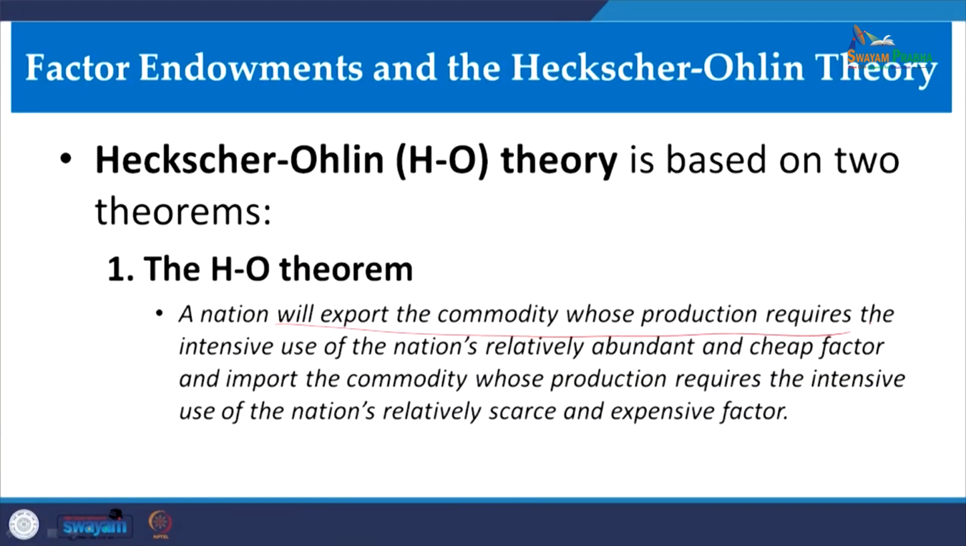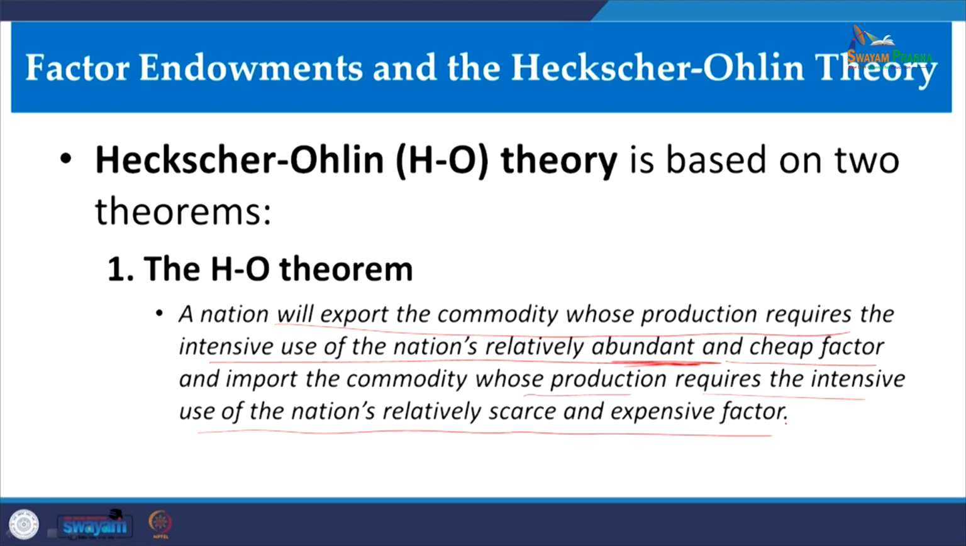What the Heckscher-Ohlin theory largely says, based on the assumptions, is that a country endowed with a certain variety of factors will specialize in the production of that type of product and will export to another country in lieu of getting another product which the country does not have in relative abundance. A nation will export the commodity whose production requires the intensive use of the nation's relatively abundant resources or cheap factors, and import the commodity whose production requires intensive use of the nation's relatively scarce and expensive resources.